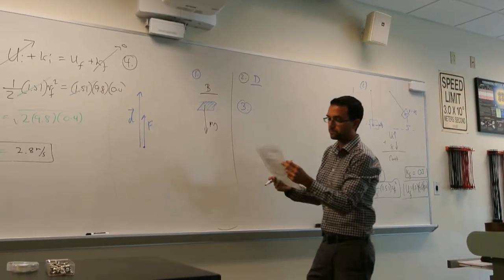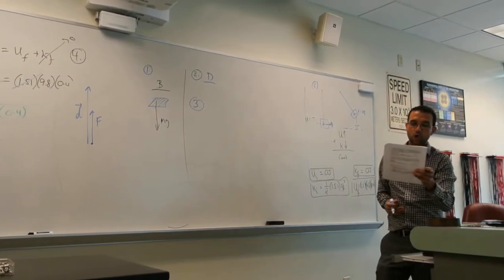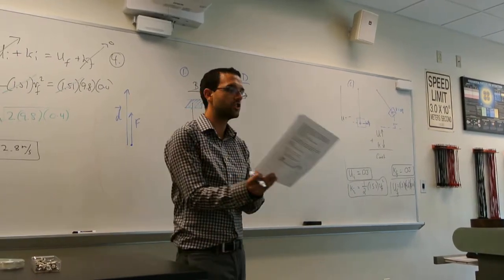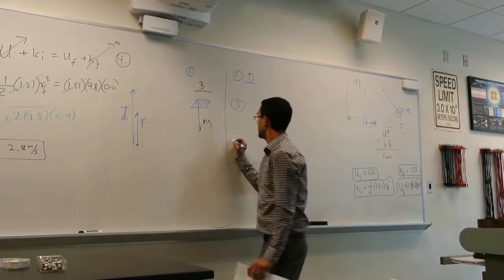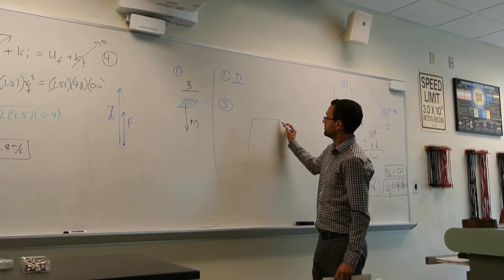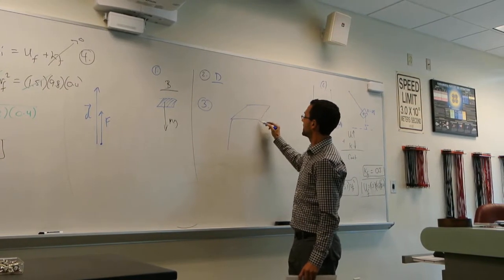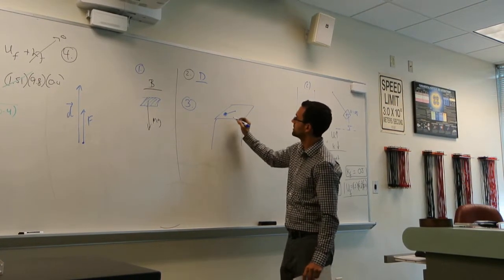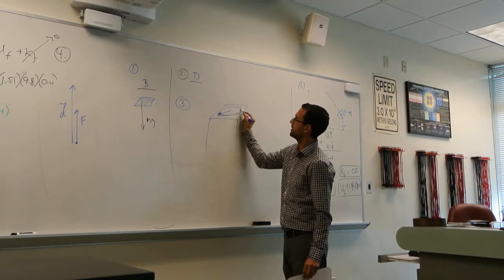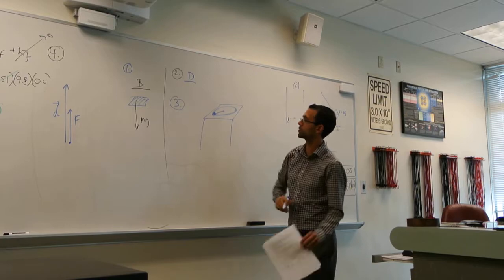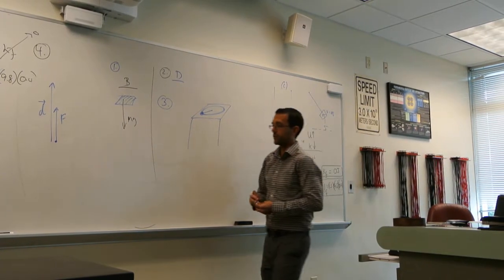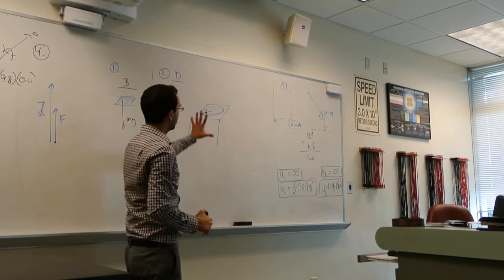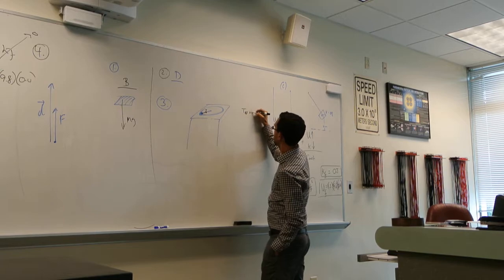Number 3 says, if a force always acts perpendicular to an object's direction of motion, that force cannot change the object's kinetic energy. So let's take a look. Let's say there's a table, and there's a rope attached to an object, and the object is being swung around in a horizontal circle. Is there tension in that rope? Yes.